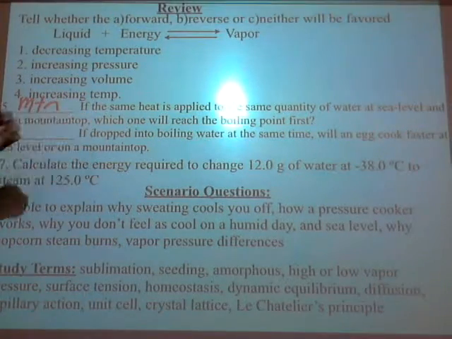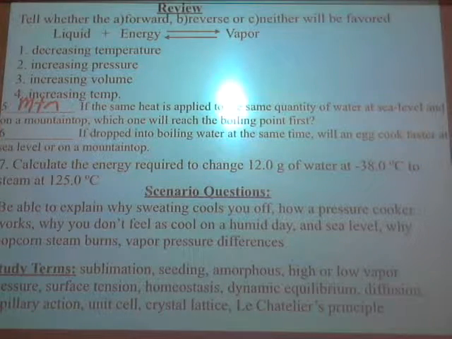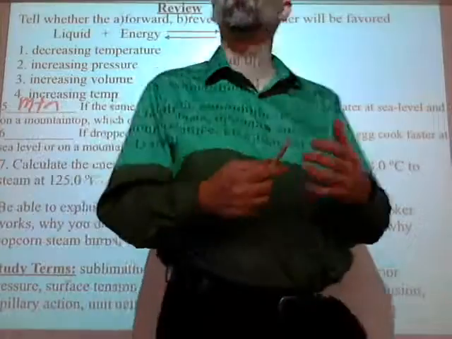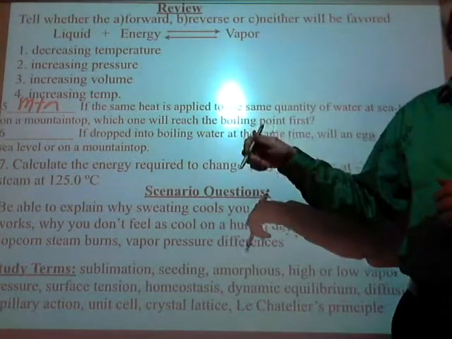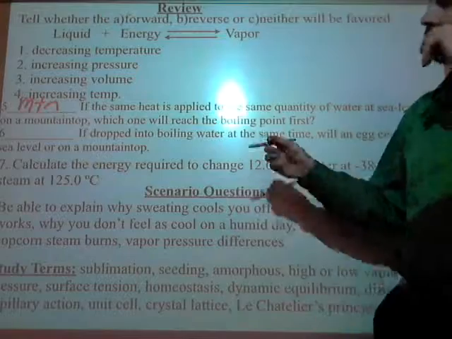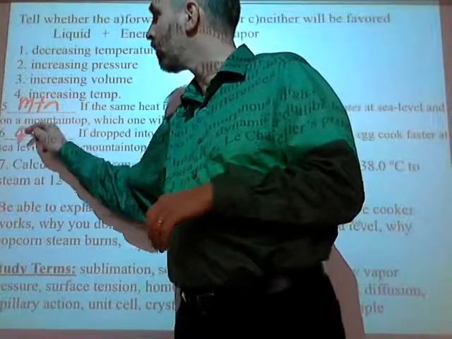What about if I drop an egg into that boiling water? They're both boiling. I drop them at the same time. Well, we just said it was easier to boil the water on the mountaintop, which means the one at sea level is boiling at a higher temperature. So it's going to cook that egg faster. So this would be at sea level.